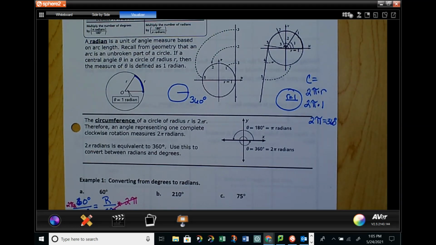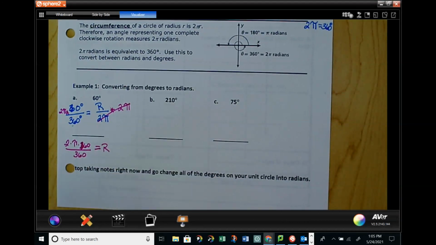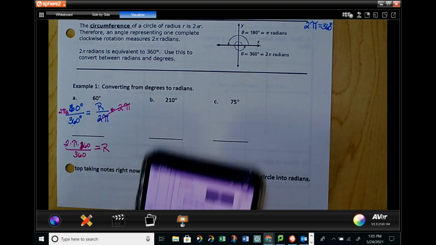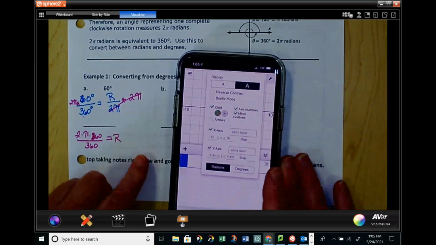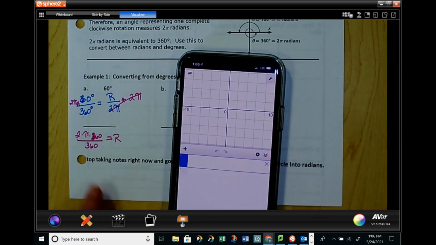Now your radian is equal to 2 times pi times 60, divided by 360. Then we use our friend Desmos. It doesn't matter if you are in degree or radian mode, because I'm not doing a trig function. The only time you have to convert between radian and degree mode is when you're doing a trig function. So I'm just going to leave it in radian.